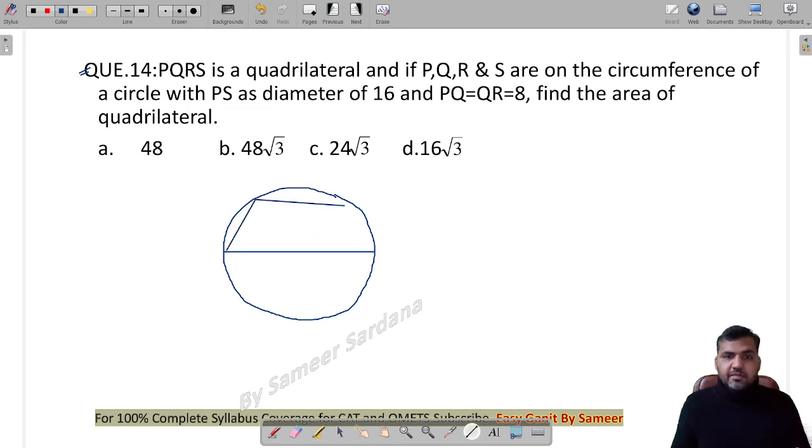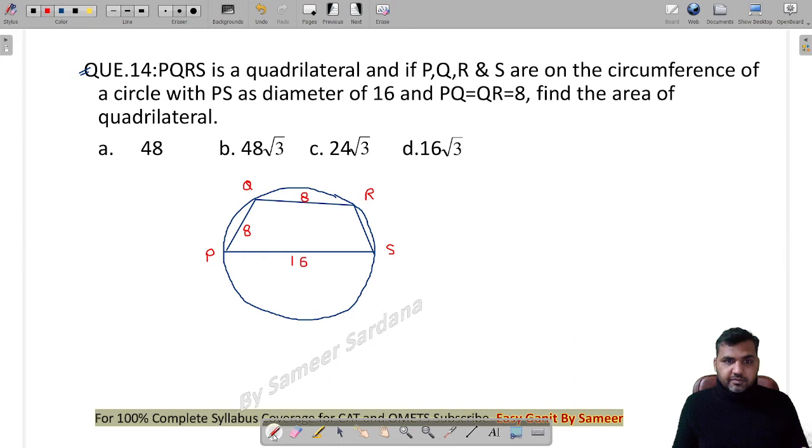PQRS. All right. So this is P, this is Q, this is R, and this is S. PS is a diameter of length 16. PQ is given to us as 8, QR is also given to us as 8. RS is not given to us. We are supposed to find out the area of this quadrilateral.